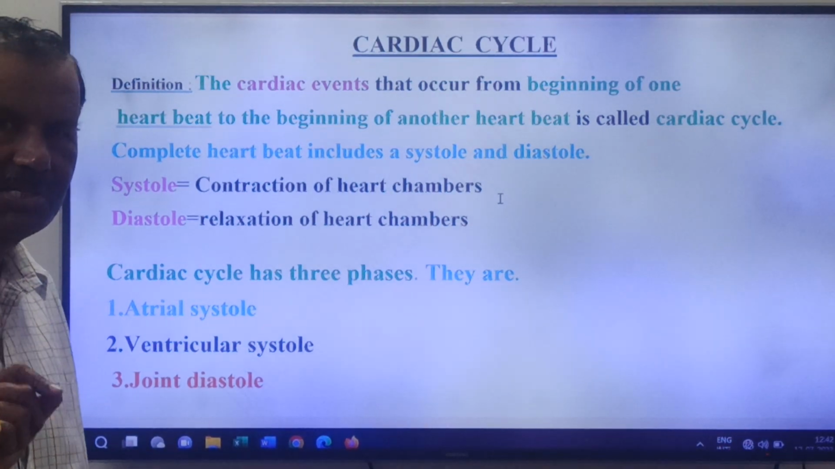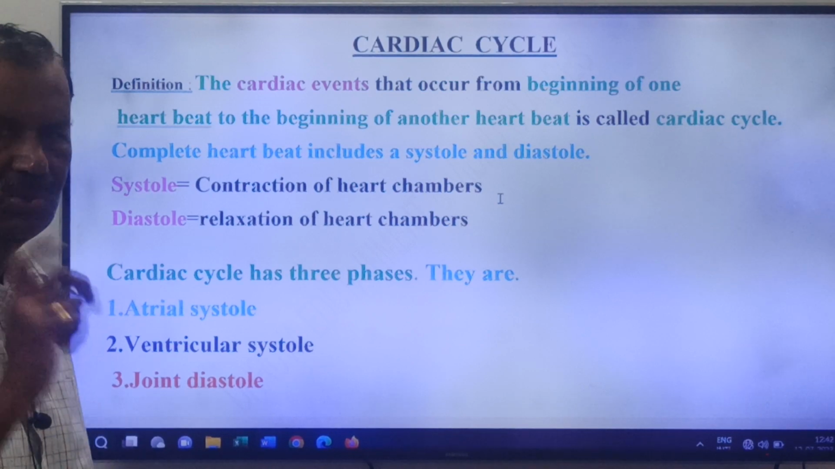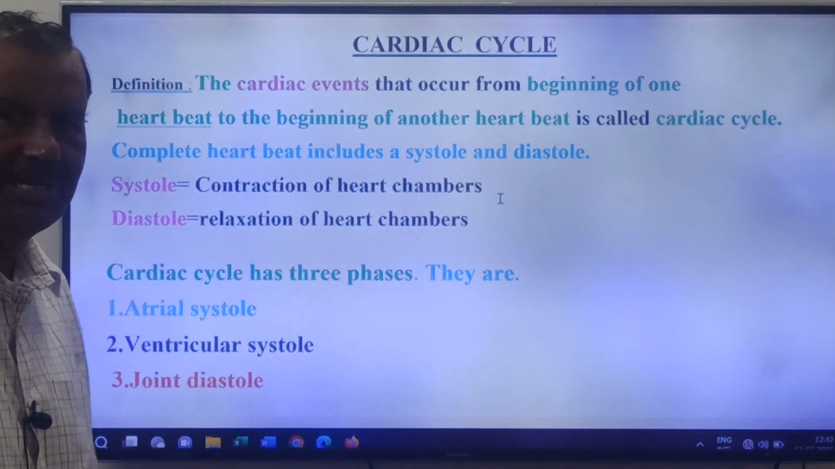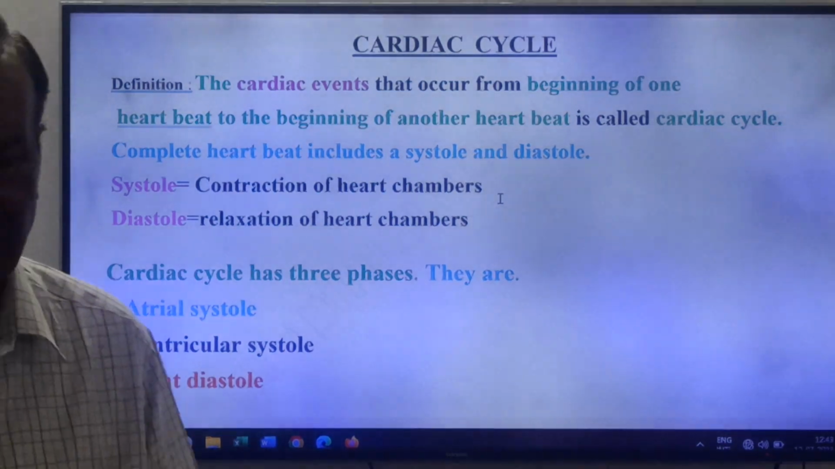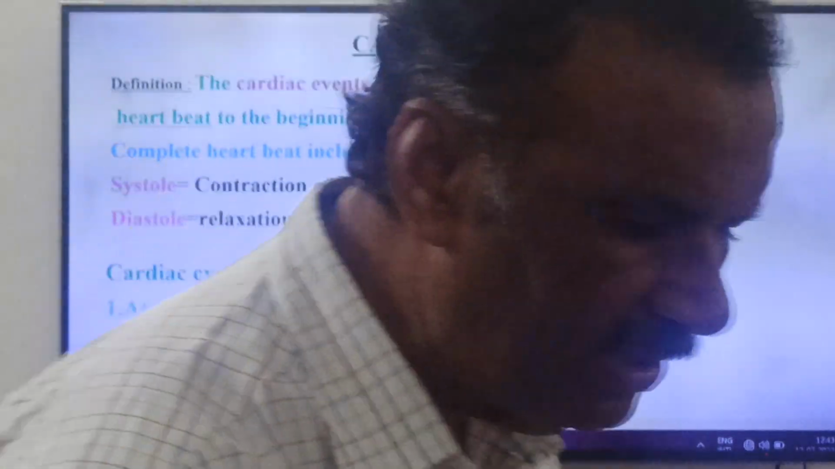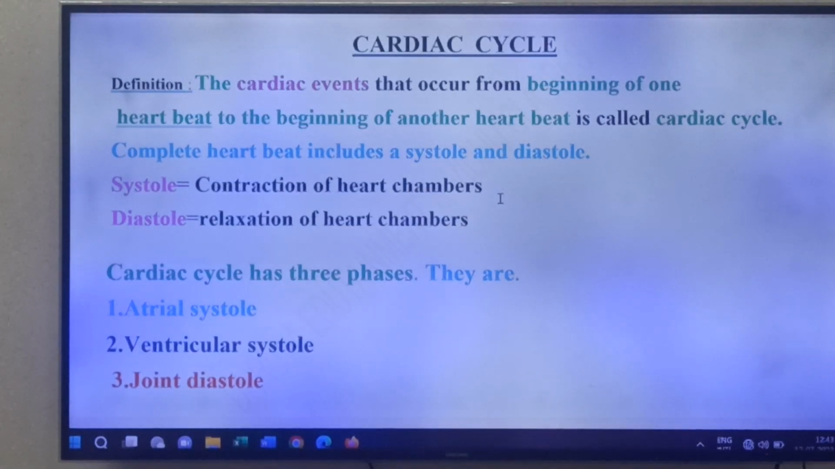So the contraction of the heart, or the heart chambers, is called systole. The relaxation of the heart chambers is called diastole, friends. Here you have to concentrate on these 2 words: systole and diastole. Systole means contraction of the heart chambers, and diastole means relaxation of the heart chambers.